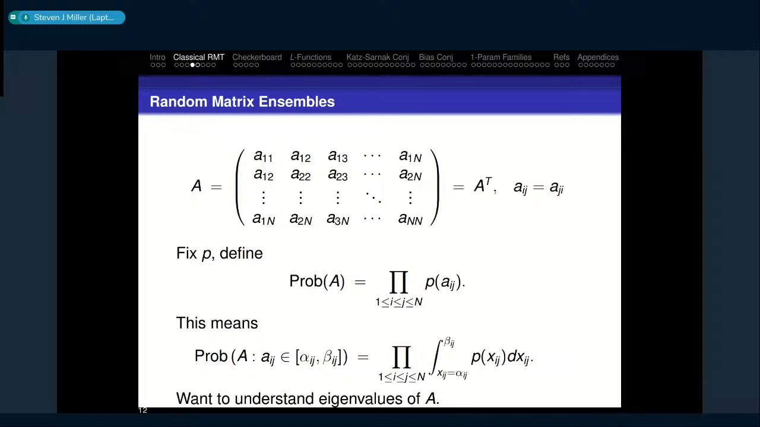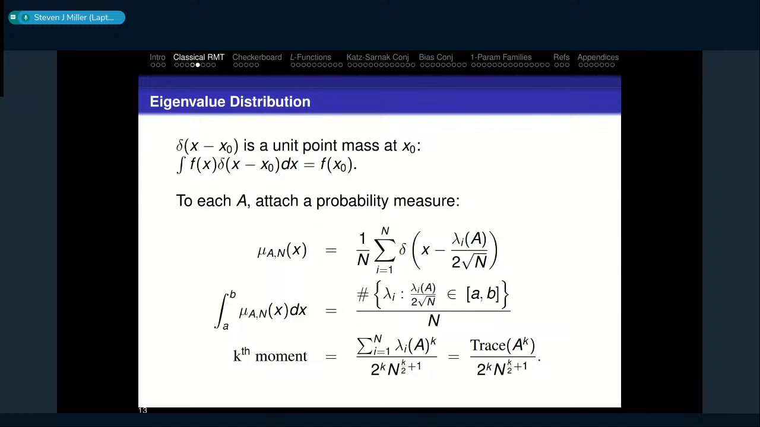One way we can do this is we attach a measure. Since we have n eigenvalues, we put a mass of size 1 over n at each normalized eigenvalue. That's why we take lambda i and divide by 2 root n. This is the quantity that scales nicely. And this is the Dirac delta functional. If you then integrate from a to b, it will tell you how many normalized eigenvalues we have in this region.